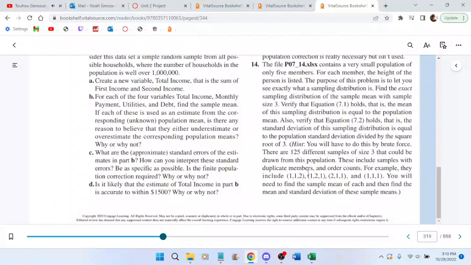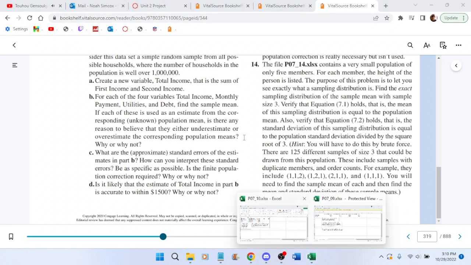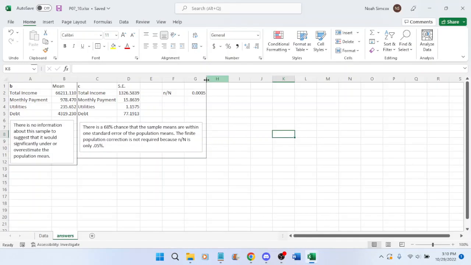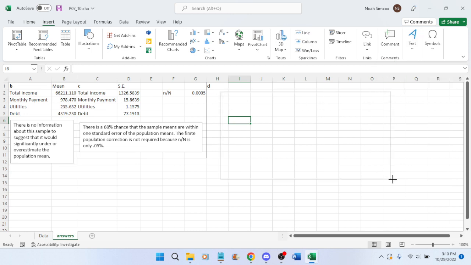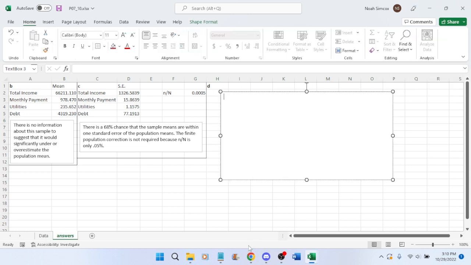D. Only one thing left here. D. Is it likely that the estimate of total income is accurate to within 1,500? Yes. I can answer this very easily. We're so close to done. So, is it accurate to within 1,500? It says the standard error is 1,300. The standard error is 1327.